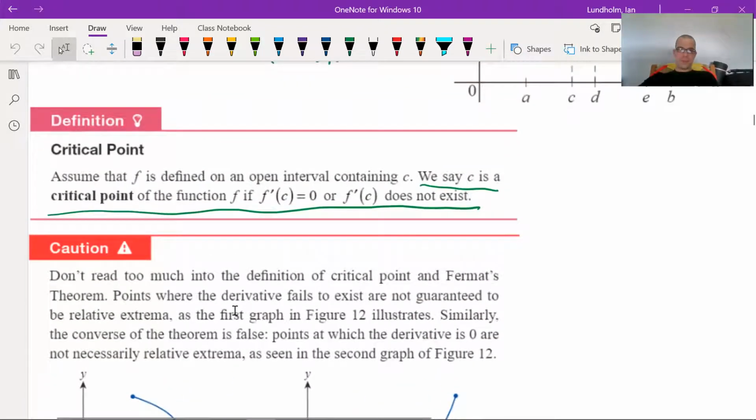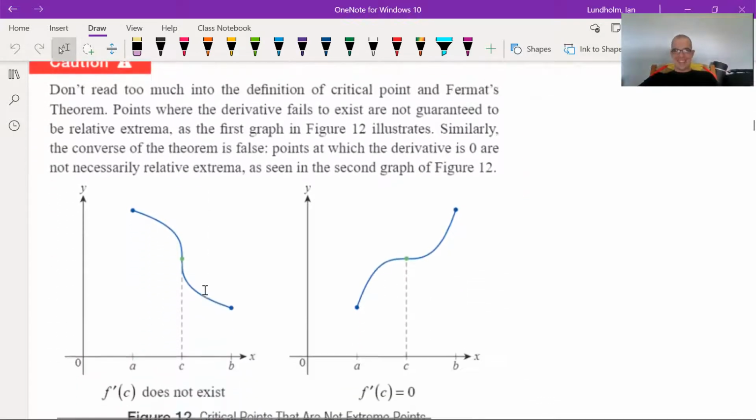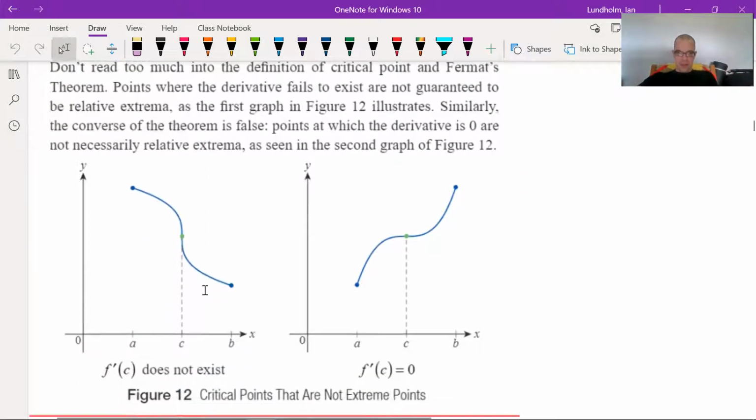Yeah, critical points are more about testing. They're not guaranteed to be maxes or mins.